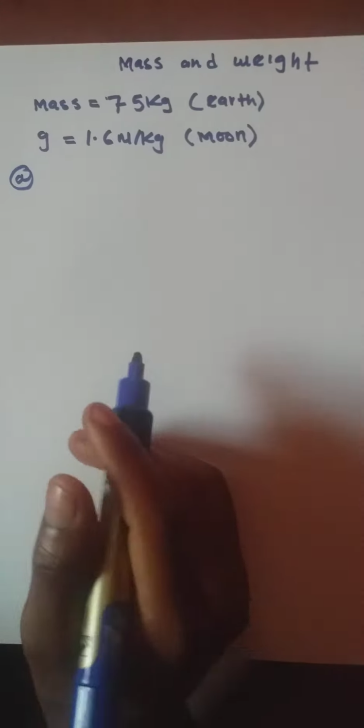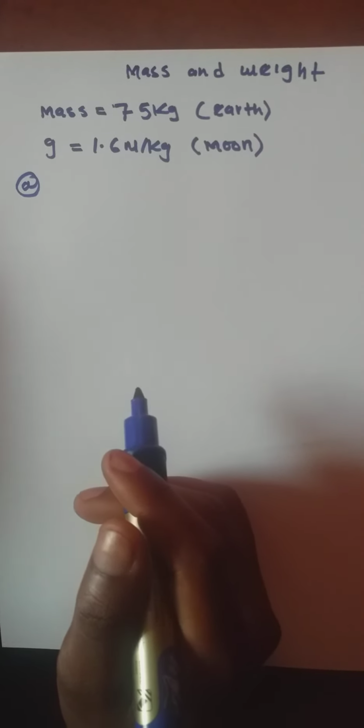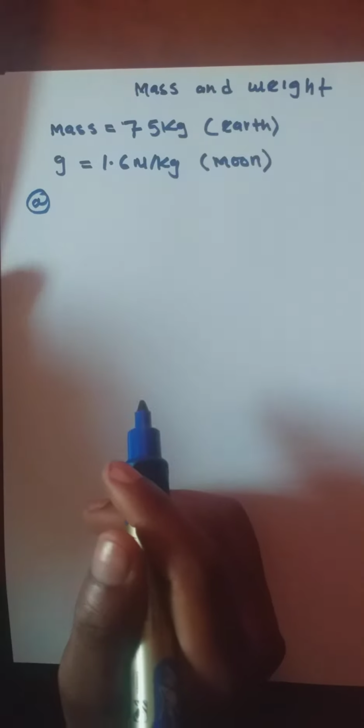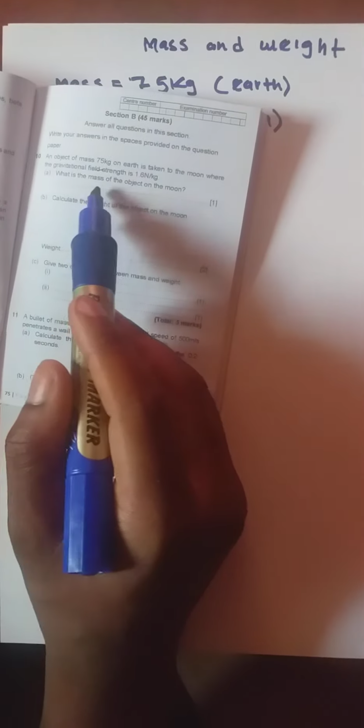So this is the mass of an object on Earth, and this is the gravitational field strength on the moon. So let's look at the first question now. The first question says, what is the mass of the object on the moon? So remember, our question is asking what is the mass of the object on the moon, but in the question what we have been given is only the mass of an object on Earth. They want us to find the mass of the object on the moon.